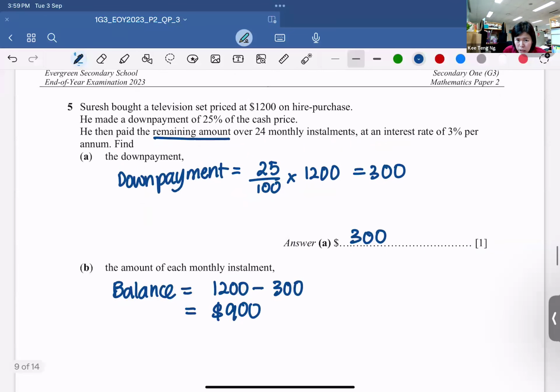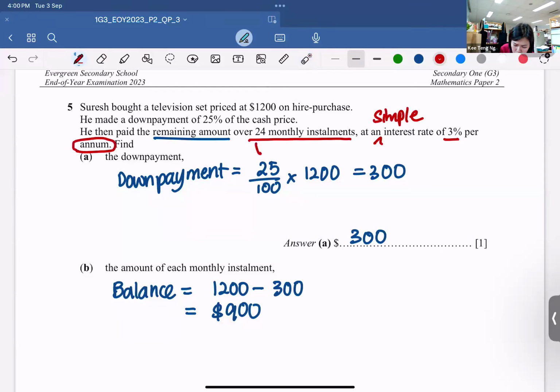JC, this one you better pay attention. This question, students always get it wrong. All right. Next part, the question says over 24 monthly installments. For the interest rate, they should write the words simple interest. Can you add in the words simple interest rate? Because next time it's not just one kind of interest rate. Simple interest rate of 3% per annum. Per annum means per year.